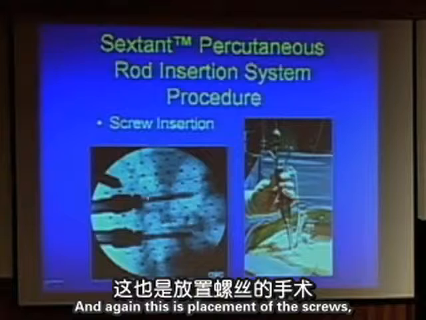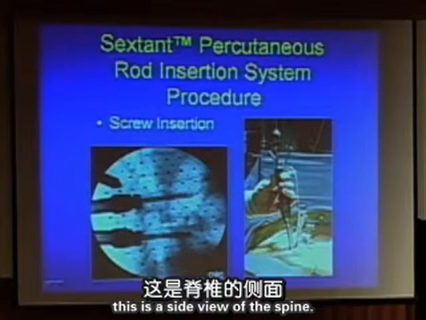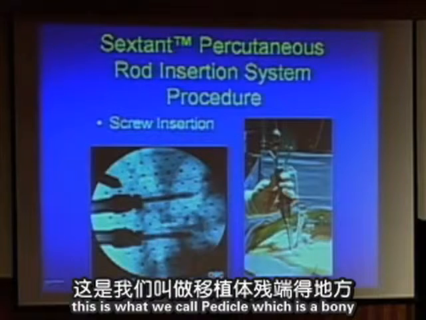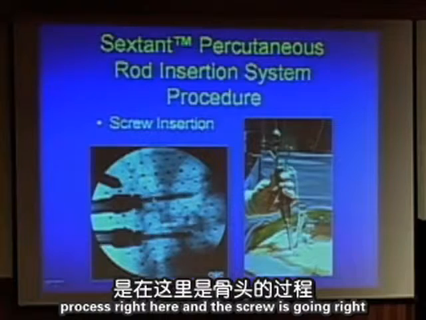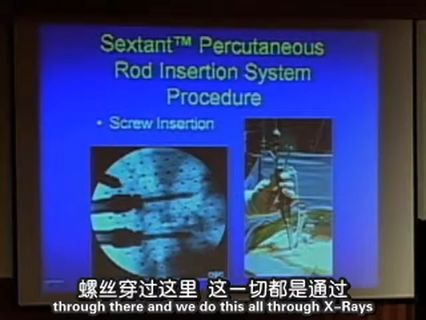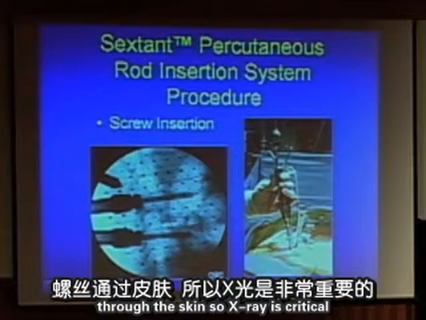And again, this is placement of the screws. You can see the screws going into the vertebral bodies. This is a side view of the spine. Here's a vertebral body here. This is what we call a pedicle, which is a bony process right here, and the screw is going right through there. And we do this all through X-rays, and all you see on the surface are these screws going through the skin.